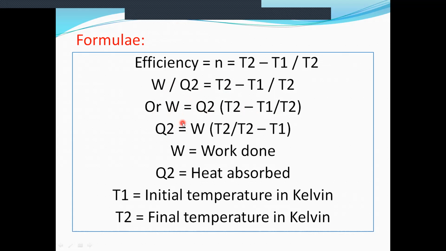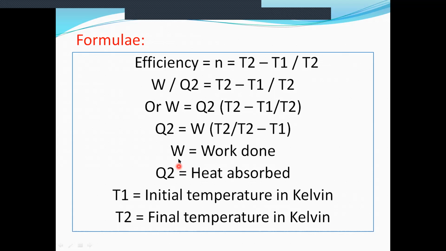again rearranging this formula, we take Q2 on one side and the remaining terms on the other. So Q2 is equal to W into T2, by cross multiplication, divided by T2 minus T1 in the denominator. This formula is used to calculate the heat absorbed, and the previous formula is used to calculate the work done. So these are the formulas.